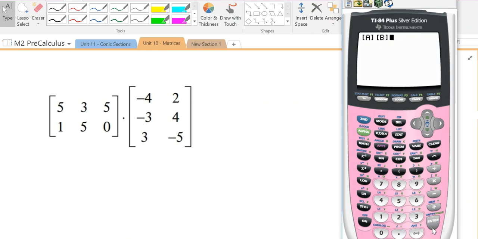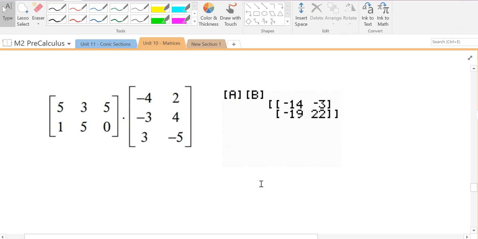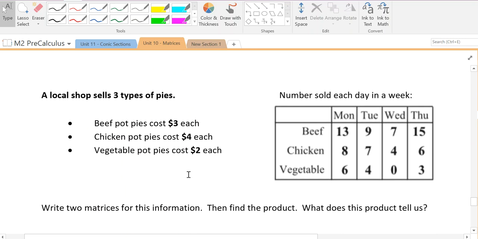And what's interesting, I'm not asking for the reverse order on this, but if I did the reverse order, it'd be a 3 by 3 instead of a 2 by 2. So they wouldn't even give you the same size matrix to reverse them. Okay? All right. One last thing, another application problem.